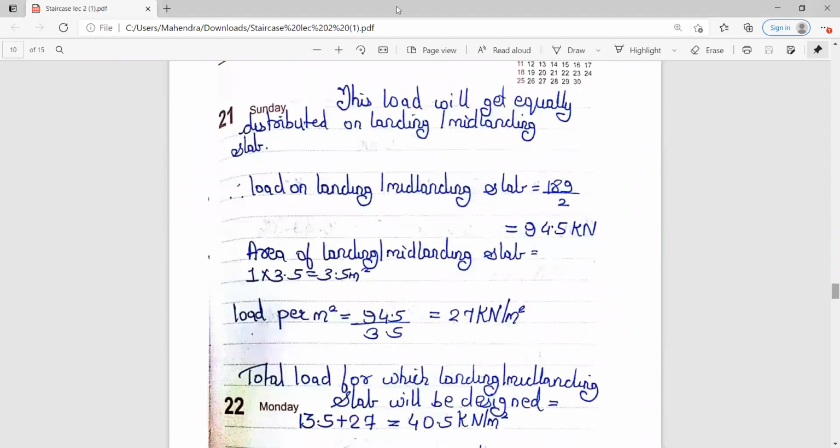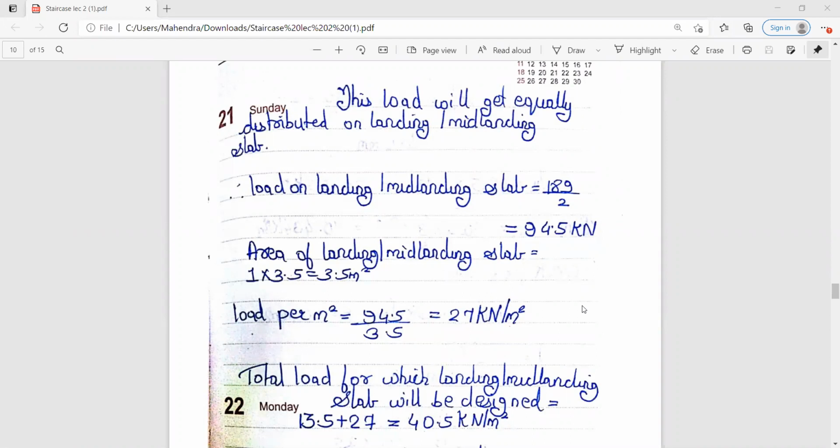So this load will be equally distributed. Whatever load you had calculated just now will get equally distributed on the landing and mid landing. The load that you had calculated, that is 189, will be divided by 2, because it is equally distributing on the landing and mid landing slab. So the load on landing and mid landing will be 94.5 kilonewton, and the area of the landing and mid landing will be 1 into 3.5.